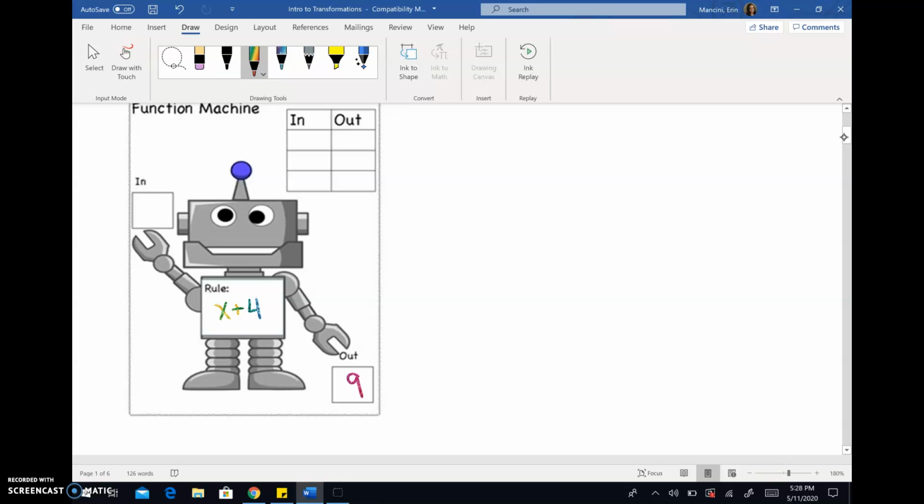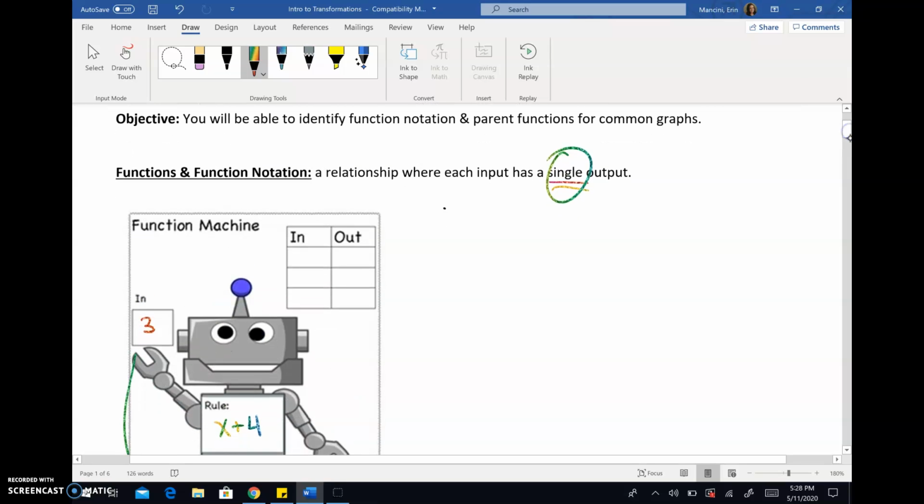Okay, and we could keep doing this, and you should only get one single output. So I could do 3, 3 plus 4 is 7, so on and so forth. But you should only get one output. You should only get 7 when you plug in 3, not multiple things. Okay, that's what a function is. We'll talk about this a lot more later, but that's just a preview for now.